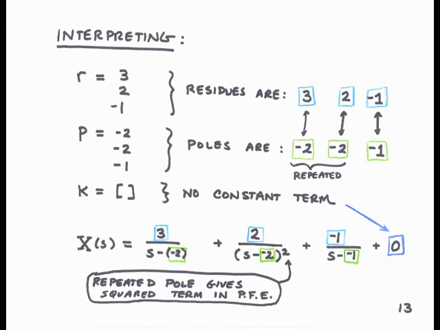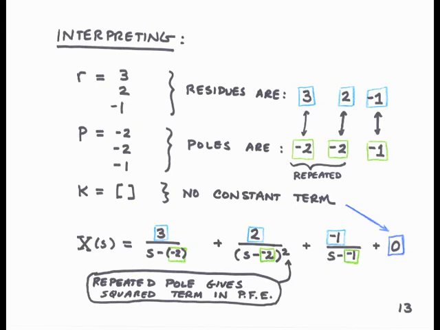So the residue 3 associated with the repeated pole at minus 2 appears in the partial fraction as 3 over (s minus minus 2). The second residue given for this pole, 2, then appears in the numerator of the term 2 over (s minus minus 2) squared. Since it's the second residue given, it appears over the factor squared. If a pole was repeated 3 times, and we had 3 residues, the third term would be over (s minus the pole) cubed.